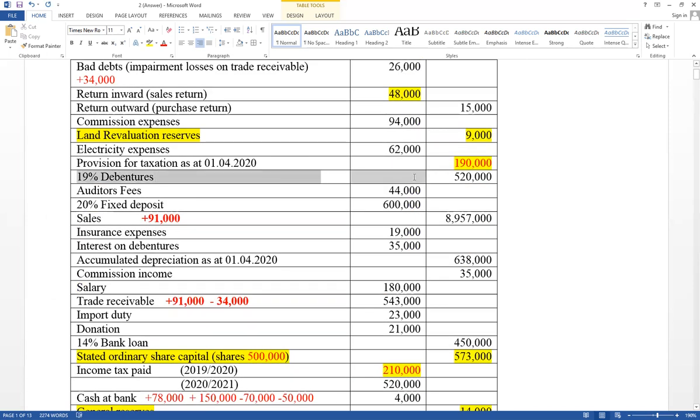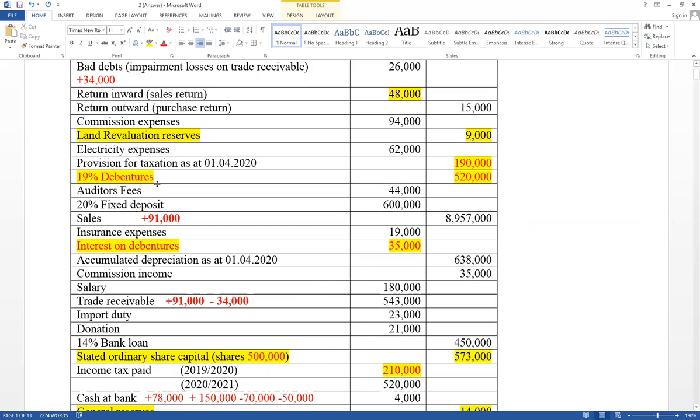19% debentures, it has given 520,000. Then interest on debenture it has given, 35,000. So debenture value equals 520,000, and the debenture interest available in the trial balance is 35,000. And the debenture percentage is given, 19%.